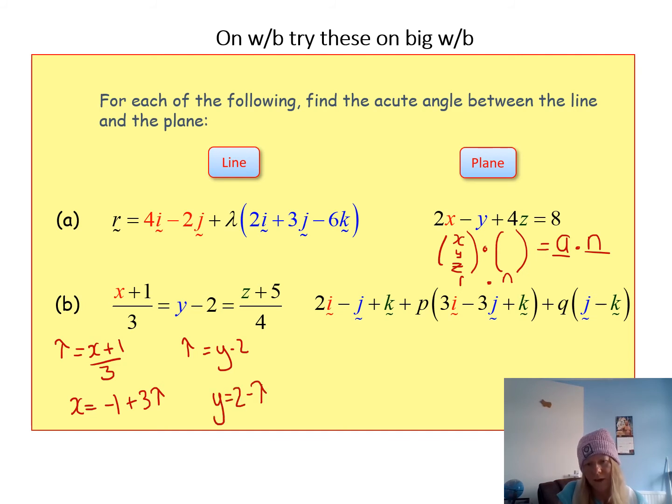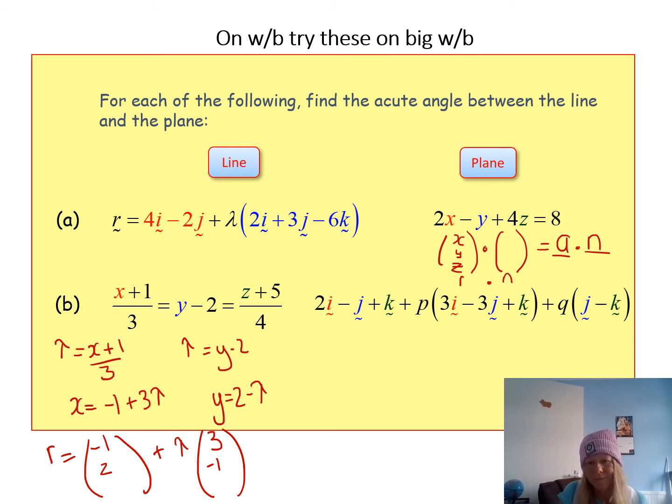I'll leave you to do z, and then you'll have r equals minus 1, 2, and whatever that other one is, plus lambda and 3 minus 1, and whatever the z works out as. I'll leave you with that. And then you're back in, there's your b.